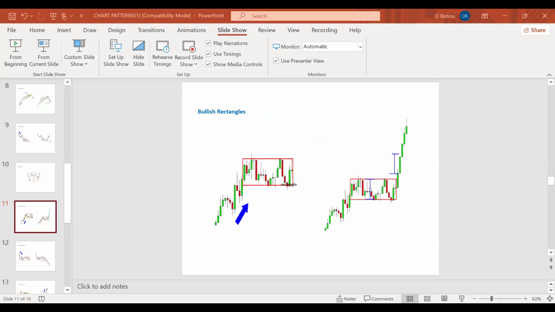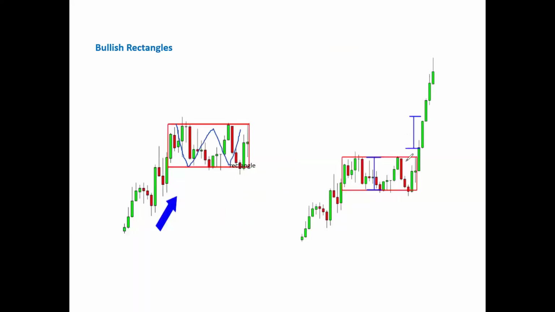As you can see in the diagram on the screen, price is in an uptrend, and it gets to a point in that uptrend where we can see a rectangle pattern. So how do we trade this? We'll wait again for a breakout candle. That is a candle that breaks out above the upper part, above the resistance. Now, you should note with this pattern, we call it a bullish rectangle.